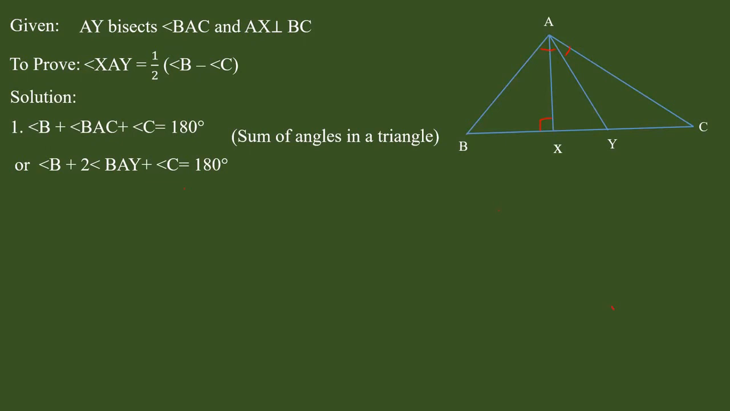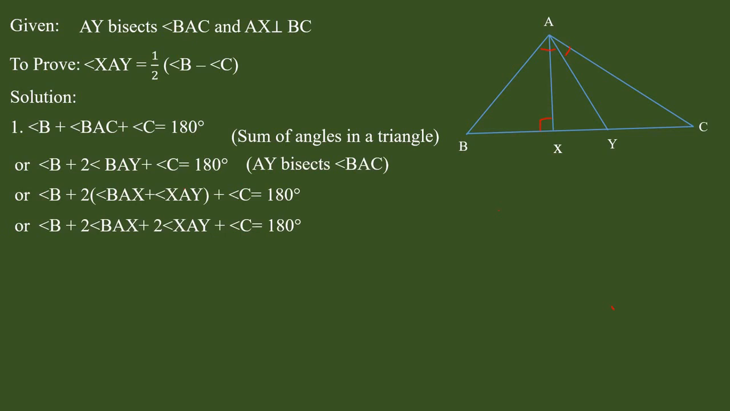Now, we can do like this. BAY is also divided into two parts, so we can express it in terms of angle BAX plus angle XAY, okay? So here, let's multiply by 2, we'll be getting angle B plus twice angle BAX plus twice angle XAY plus angle C is equal to 180 degrees. Got it? Because we need XAY, so keep your eyes on the angle XAY.